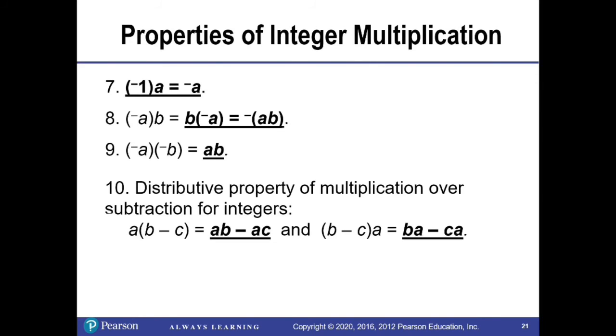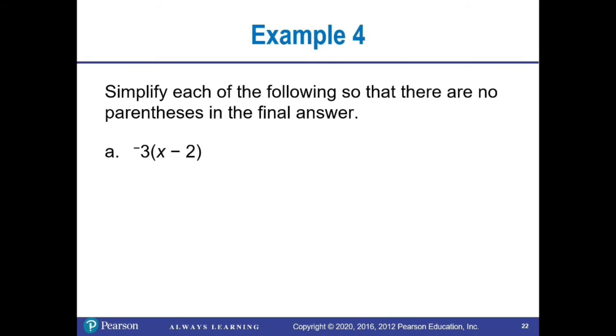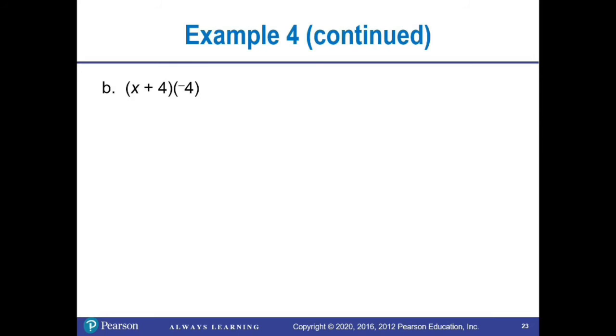We also have our distributive property of multiplication over subtraction. So let's look at distributing. Negative 3 times x is negative 3x, and negative 3 times negative 2 is positive 6. Look at part B. So here we're distributing, but our number's on the right. So we'd say negative 4 times x is negative 4x, and negative 4 times 4 is negative 16.